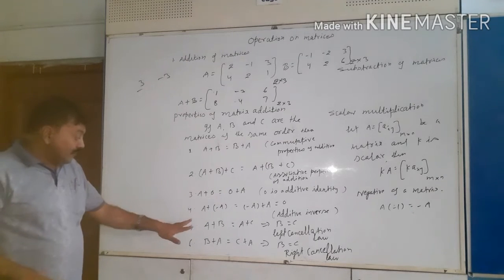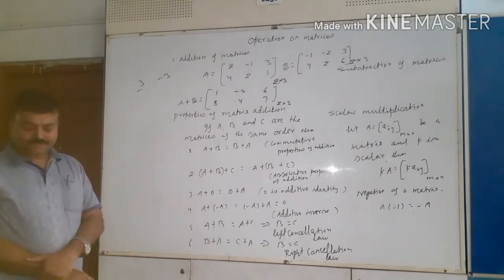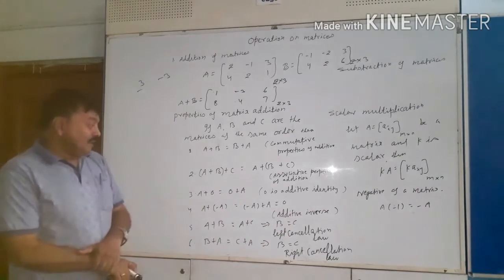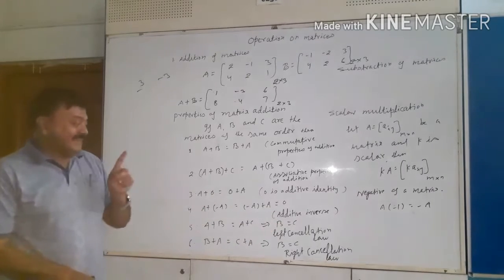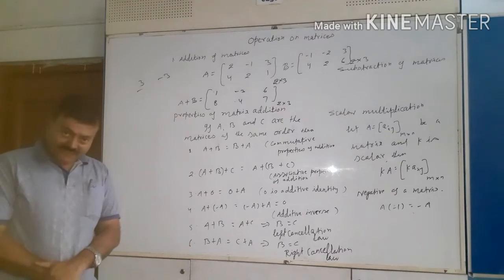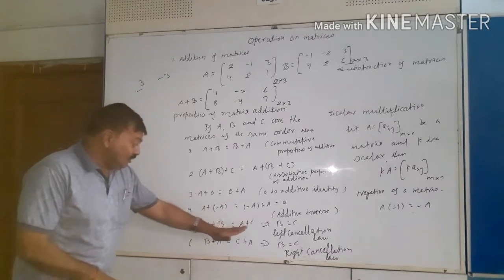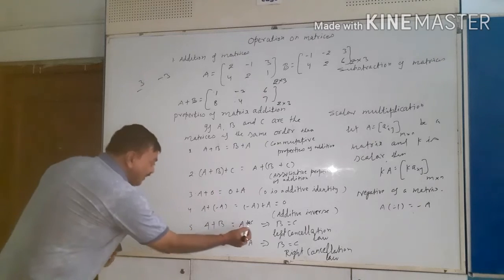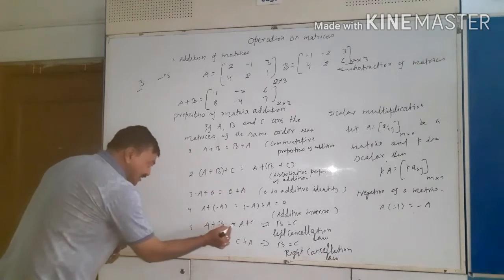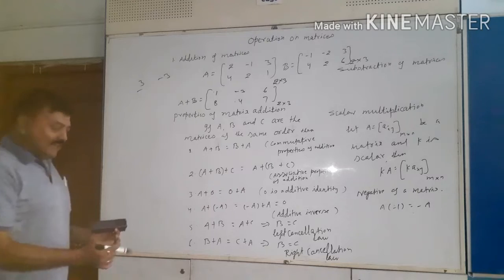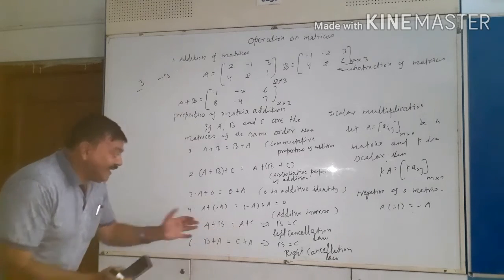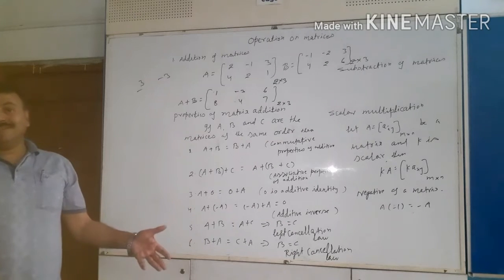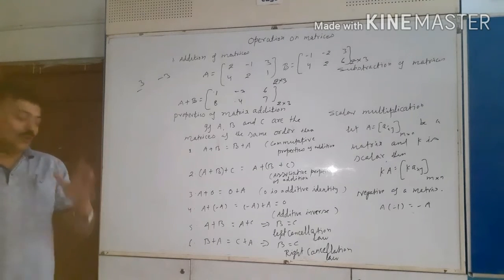Now A plus B equals A plus C. This implies that B equals C. It is known as the left cancellation law. A plus B equals A plus C: the left of B is A and the left of C is A. Both are the same matrix, so the left matrix A can be cancelled and the result is B equals C. It is known as the left cancellation law.